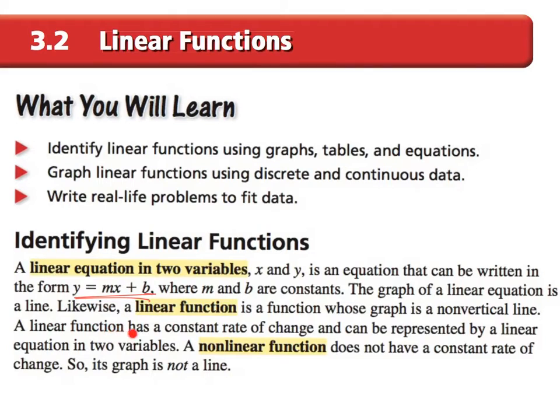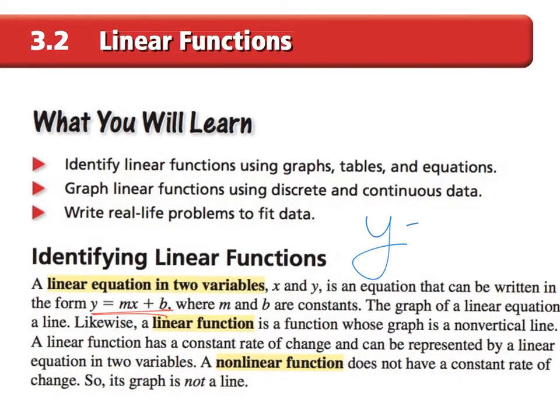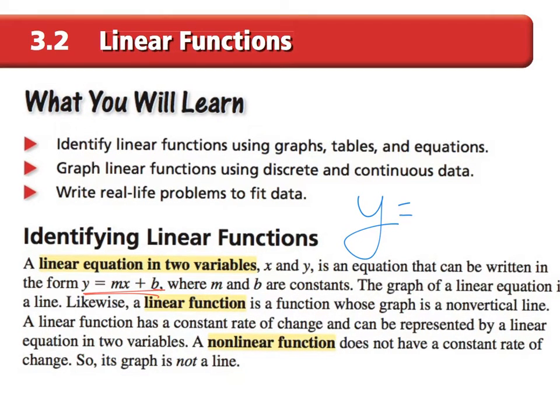A linear function has a constant rate of change, which is your slope. Constant rate of change is your slope. That can be represented by a linear equation in two variables. A nonlinear function does not have a constant rate of change. You may remember this: y equals kx. Kx would be the constant of proportionality. Remember that a linear function has a constant rate of change, which is your slope. If the rate of change is not constant, then it's not a linear function. Therefore, the graph would not be a line.